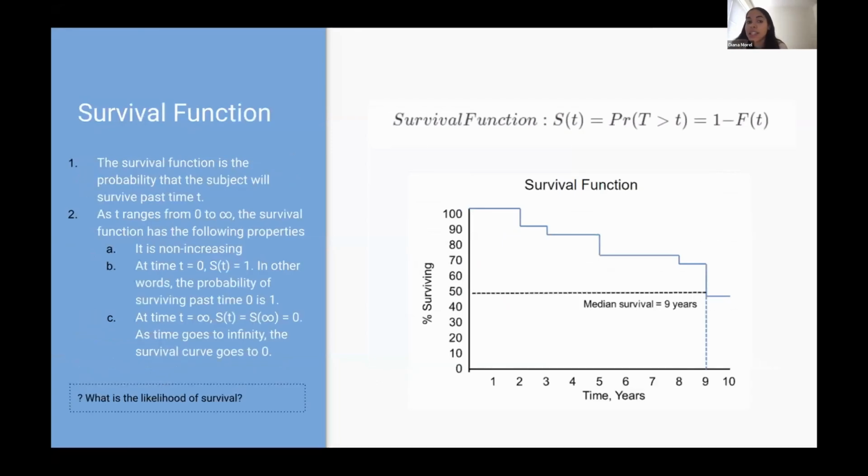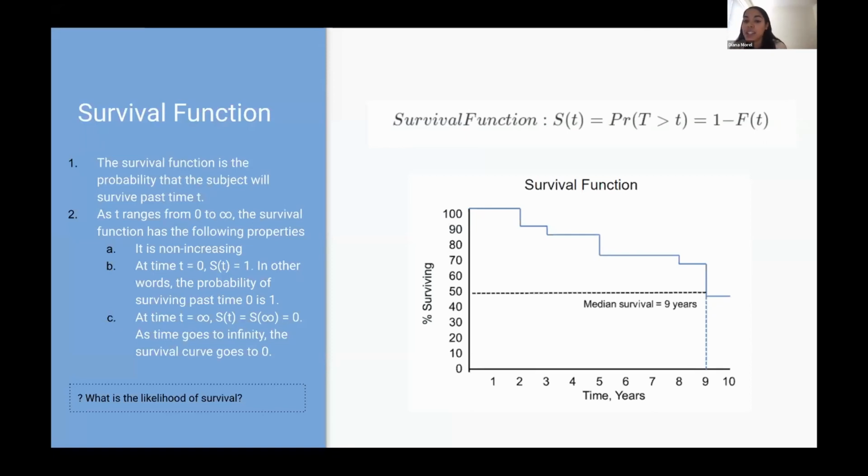Another concept is the survival function, and the survival function is the probability that the subject will survive past time t, or any time of interest. And as t ranges from 0 to infinity, or as time goes on, the survival function has a few properties, which we can see from the formula as well as from this visual.